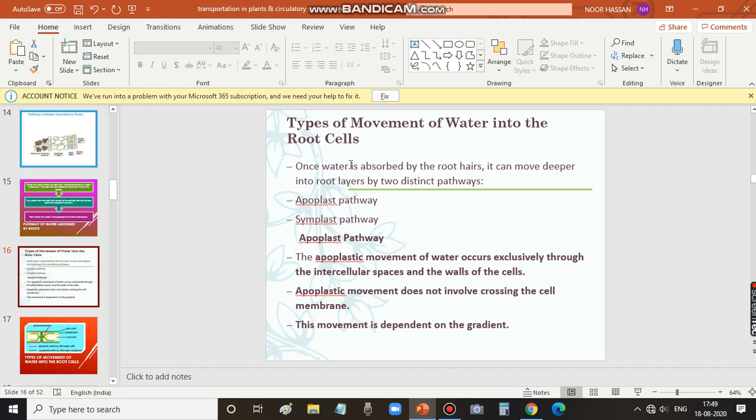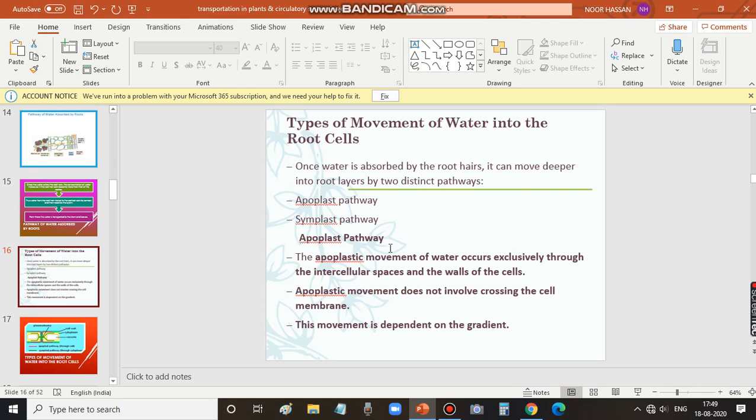And we'll discuss now what the types of movement of water into the root cells are. Once water is absorbed by the root hairs, it can move deeper into root layers by two distinct pathways. One is the apoplast pathway, the other one is the symplast pathway.